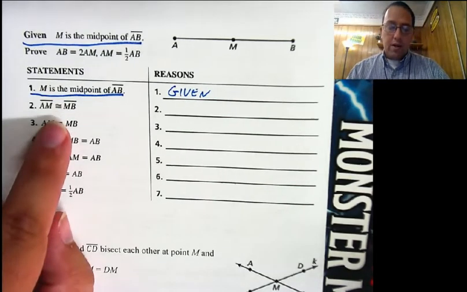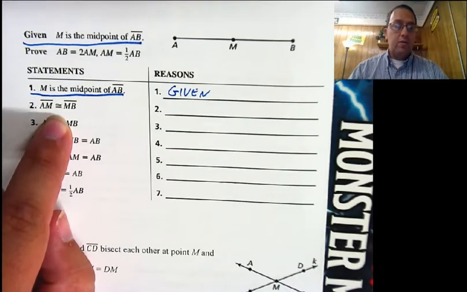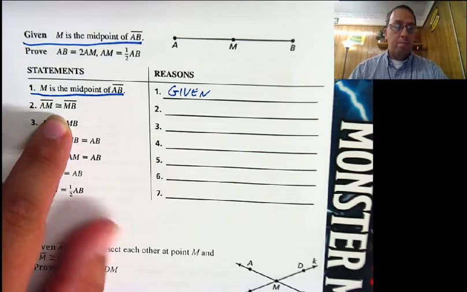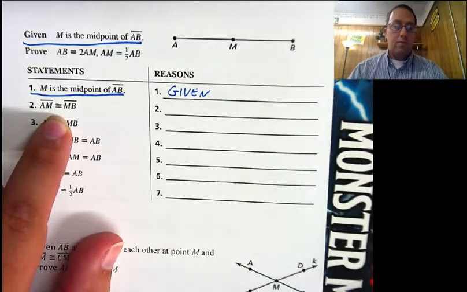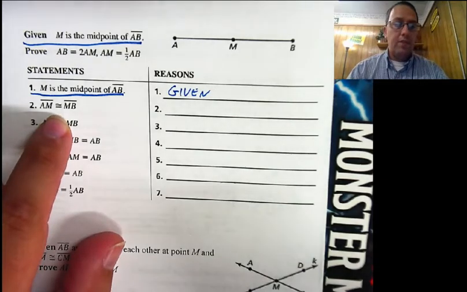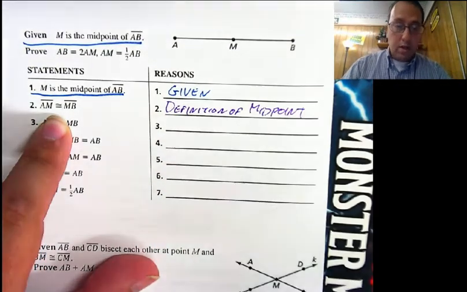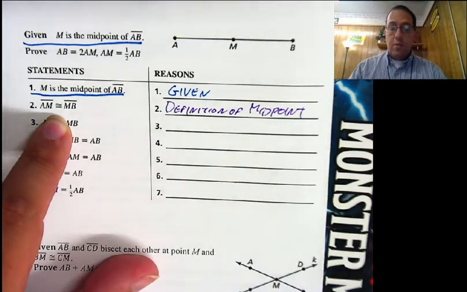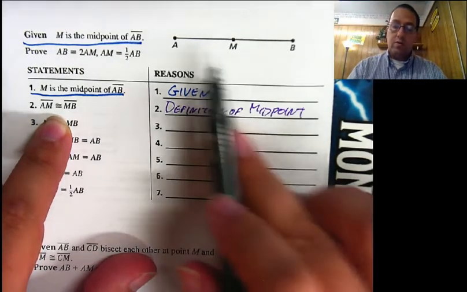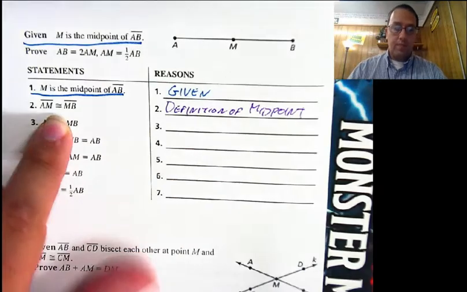So based on the fact that M is the midpoint of segment AB, they are telling us that segment AM is congruent to segment MB. How do we know this statement is true? Well, this is the definition of a midpoint. The definition of a midpoint is that it is a point that divides a segment into two congruent segments. And so that's what this is. It makes those two congruent segments.